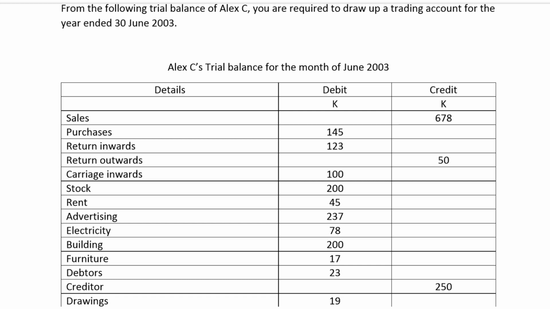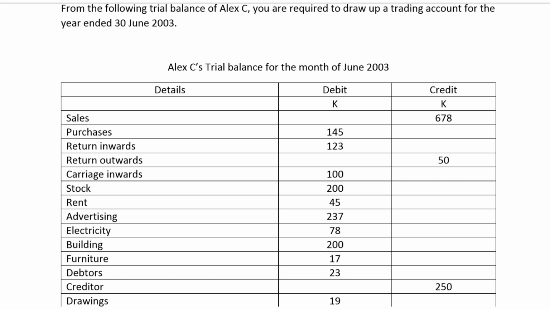So we have that trial balance. We have sales amounting to 678. We have purchases amounting to 145. We have returns inwards amounting to 123. We have returns outwards amounting to 50. We have carriage inwards amounting to 100. We have stock amounting to 200. We have rent amounting to 45. We have advertising amounting to 237. We have electricity amounting to 75.